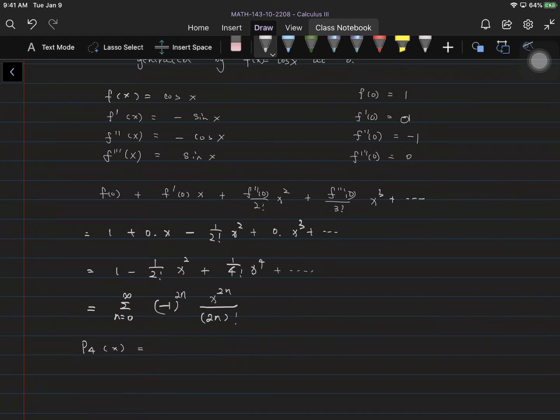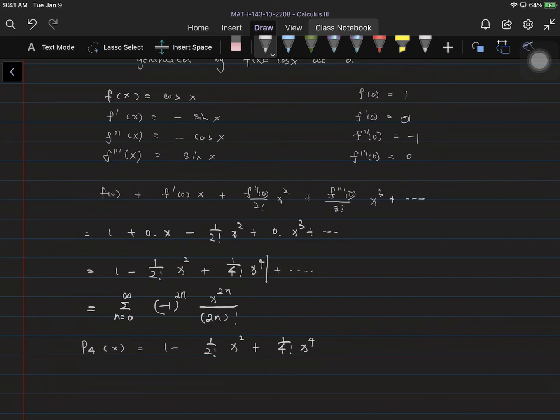And the polynomial of order 4 should be what? Just choose the terms till here, just like up to the fourth order derivative. Just like this. Okay.